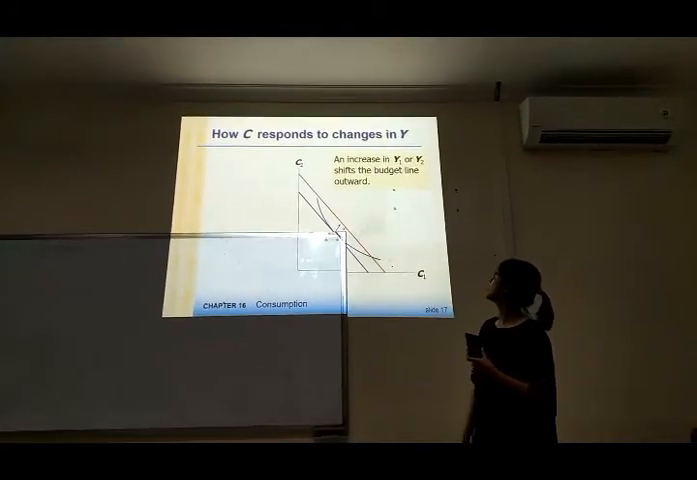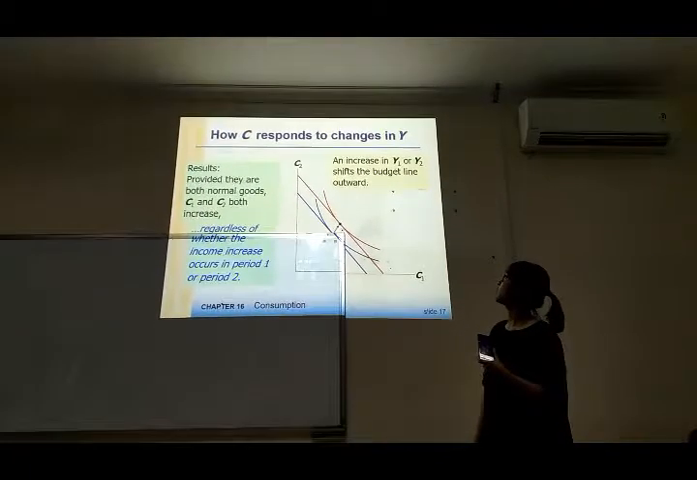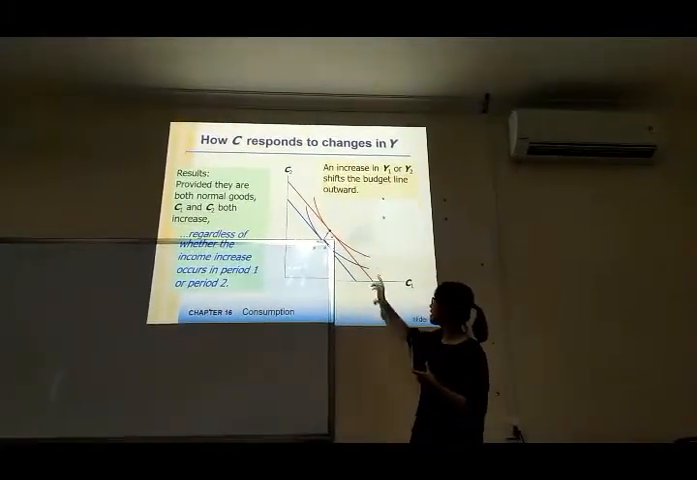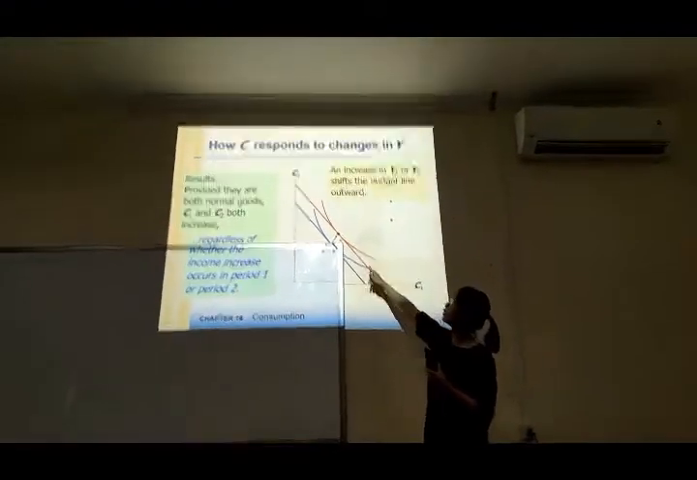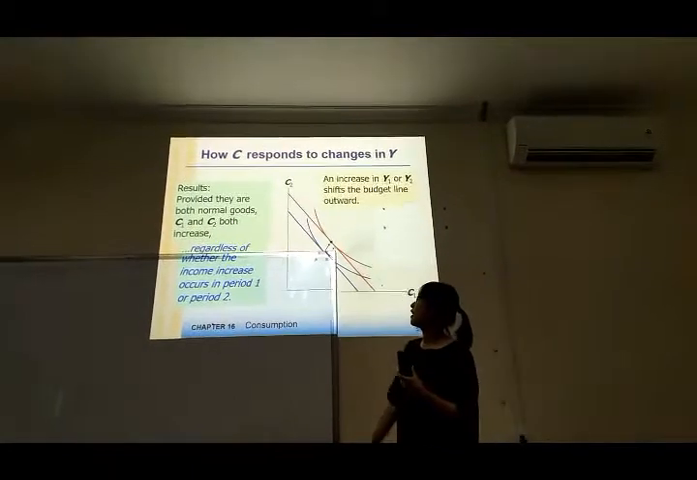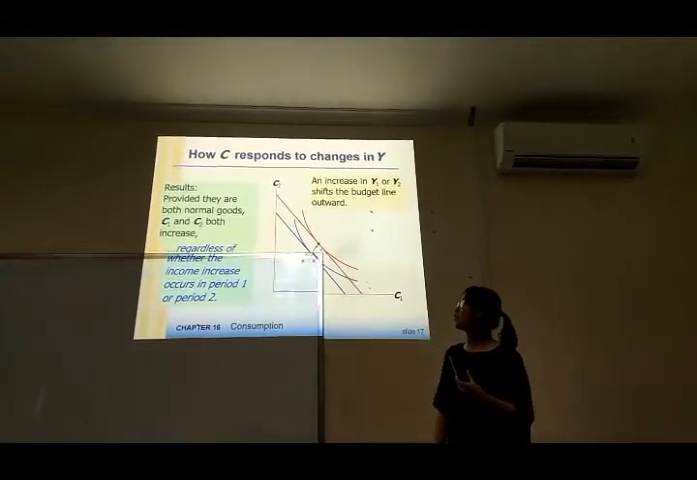How does the household respond to a change in Y1 or Y2? The budget line shifts outward, and provided that they are normal goods, C1 and C2 would increase.